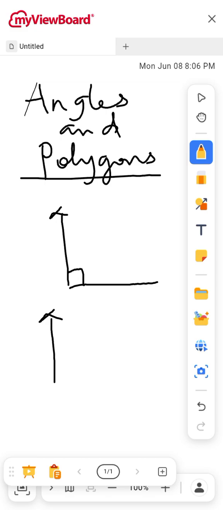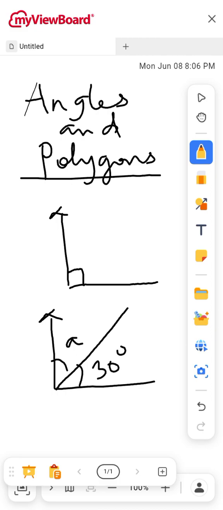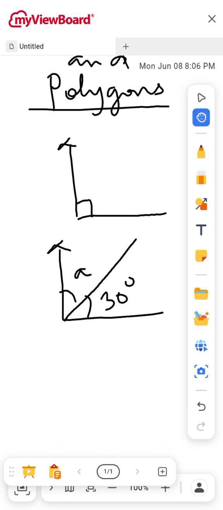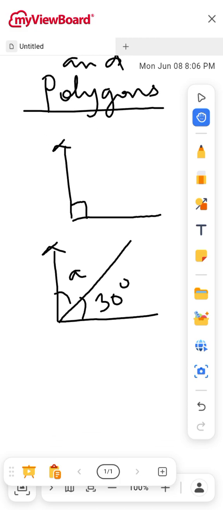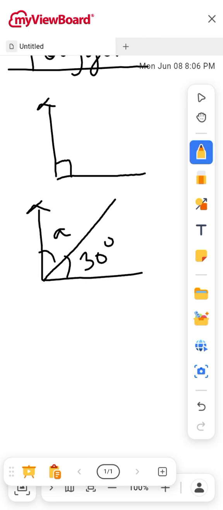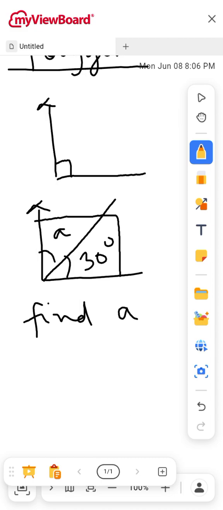So if you have something like this, and they call this place A, and they tag this place 30 degrees. Angles are measured in degrees. And they ask you to find A. What are you to do? Don't forget that the sum of angles here is 90 degrees, a perfect L shape. So that is A plus 30 degrees. Everything will sum up to 90 because it's an angle in a right angle.